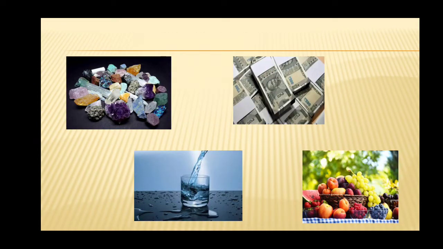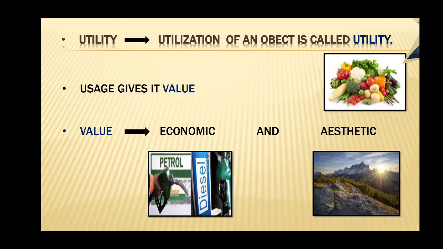Before that, here you can see some pictures. The first one is minerals, the second one is money, water, fruits. All these are called resources because as humans, we are using them in our day to day life. Each and everything in the world that humans use in their life daily is called a resource. Okay? Now, see this. What is called utility?